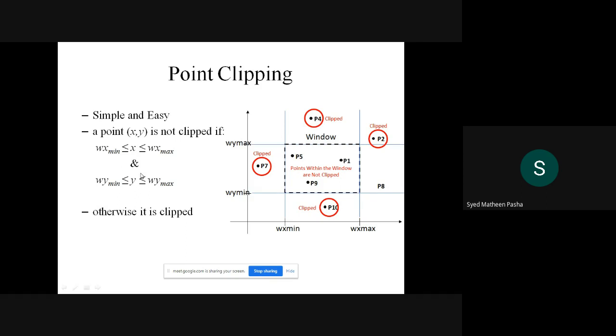Is this clear to all? You should remember what point clipping is, and you need to remember the condition. Why is a point not clipped? A point is not clipped if the condition is met. If this condition is not met, the point will be clipped, depending on this particular condition.